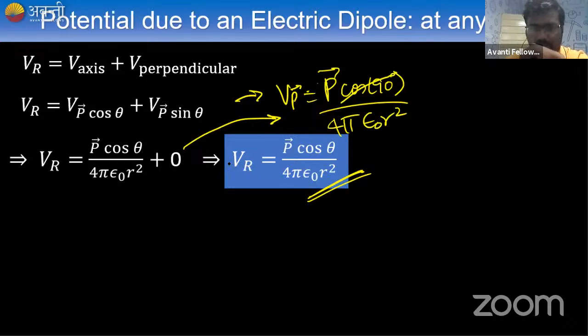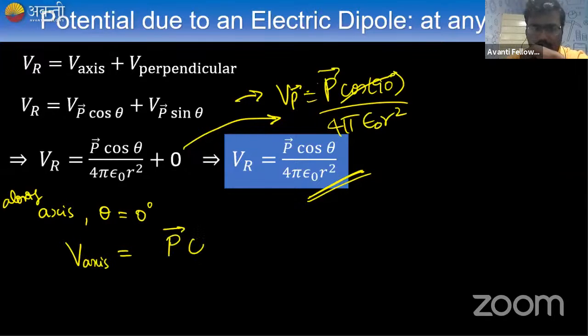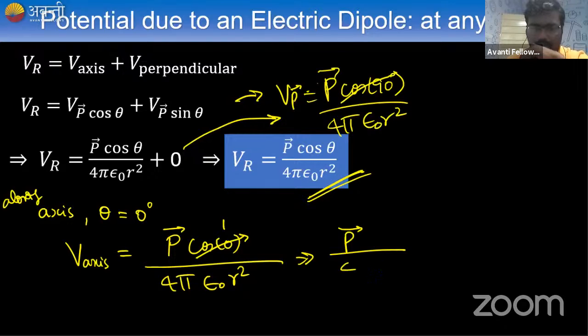So can we verify this expression? Please help me verify this. If I want to find the potential along the axis, what is my theta value along the axis? My theta value is 0 degree, right? Now try to substitute 0. Potential along the axis is P cos 0 by 4 pi epsilon naught R square. So what would I get? Cos 0 is nothing but 1. I'd get P by 4 pi epsilon naught r square.